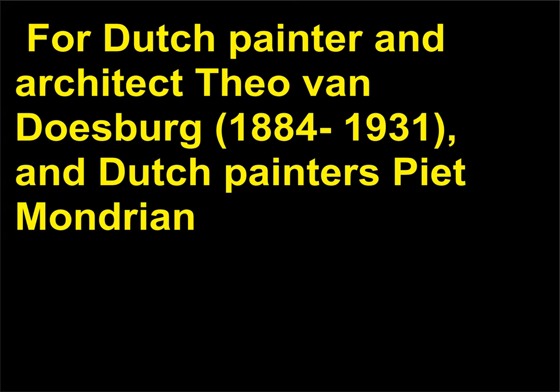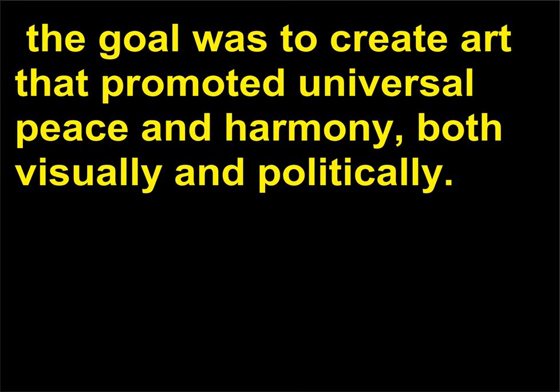For Dutch painter and architect Theo van Doesburg, 1884-1931, and Dutch painters Piet Mondrian, 1872-1944, and Bart van der Leck, 1876-1958, the goal was to create art that promoted universal peace and harmony, both visually and politically.